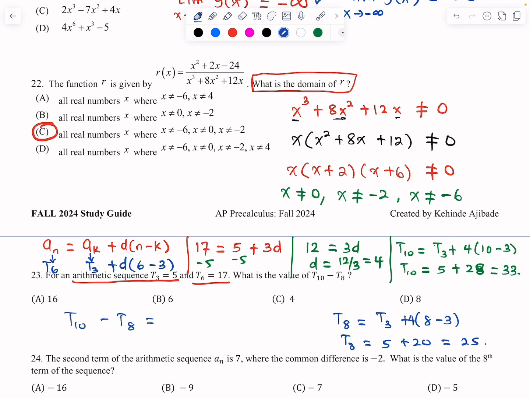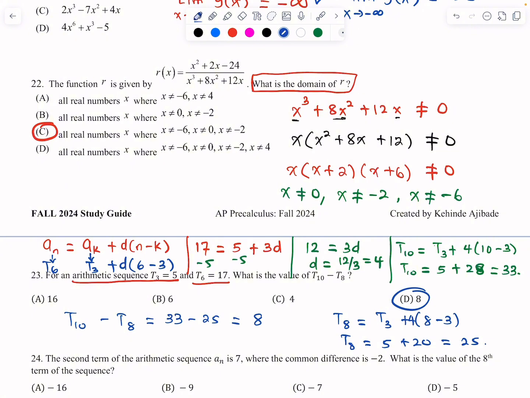And then what do you notice? This one is 33 minus 25. 33 minus 25 is going to give me 8. And that option is D. And then, as I said, there is another way to do this question.